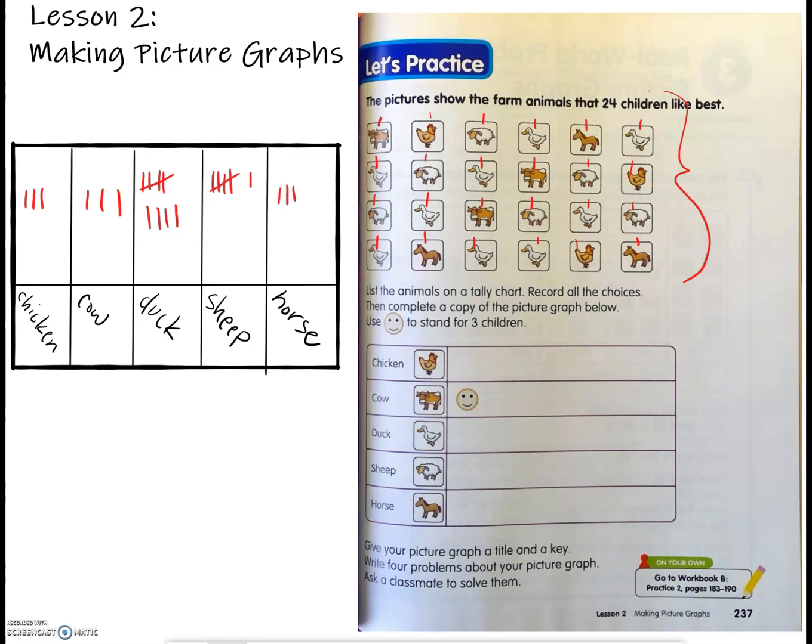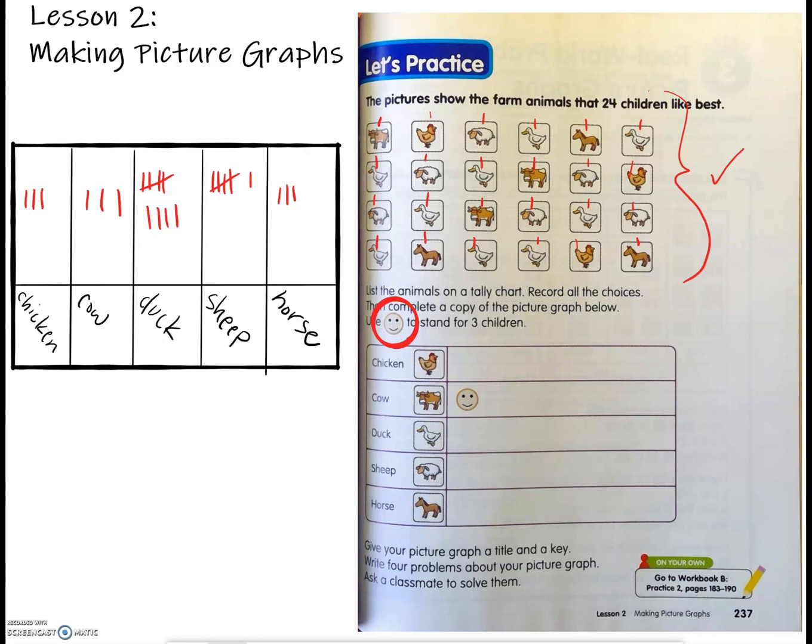Now, just to double check, I'm going to make sure that I marked off each picture. That way I know that I've gotten all of the different animals. I can see that I have a red line on all of these different pictures, so that means that I used everything. Now, as we can see here, they decided to use a smiley face for the symbol, and each smiley face stands for 3 children.